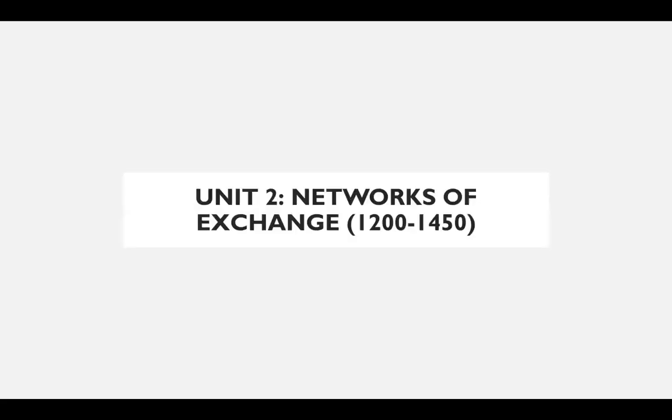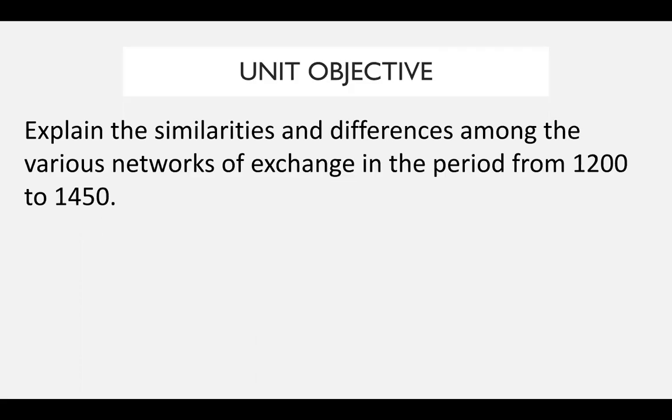All right. So this unit is called Networks of Exchange. And as the name might suggest, it's all about how trade is happening in Eurasia, in Europe, Asia, and Africa. So Afro-Eurasia. The unit objective, what you definitely are responding to on the unit cover page: explain the similarities and differences among the various networks of exchange in the period from 1200 to 1450.